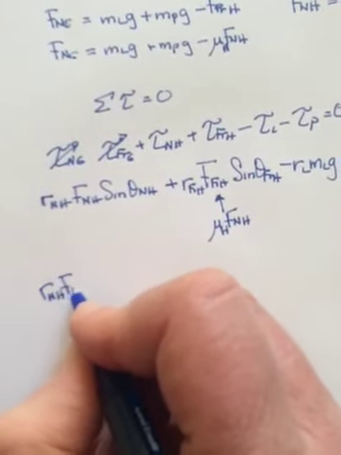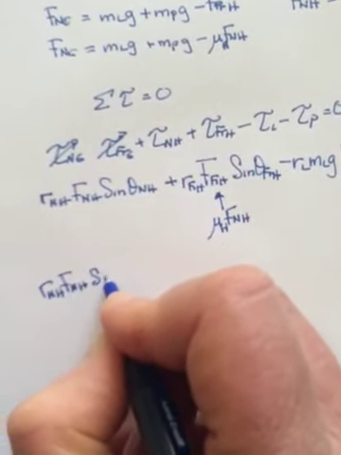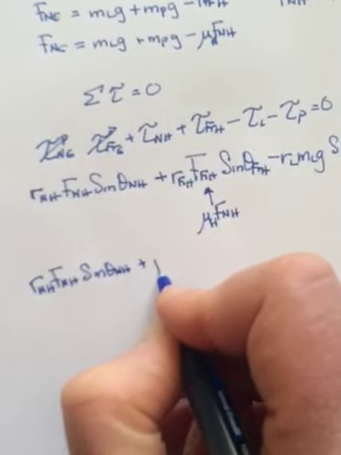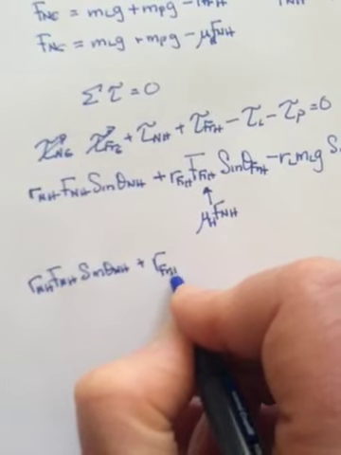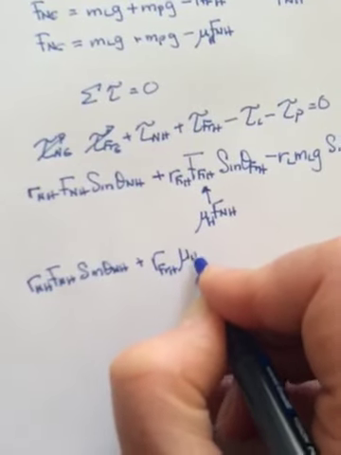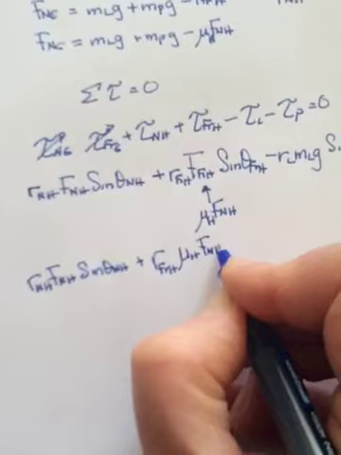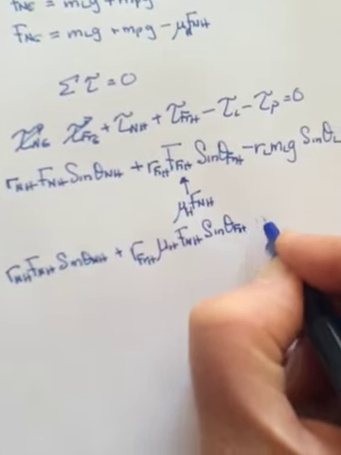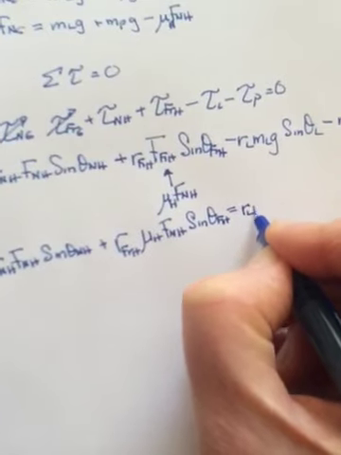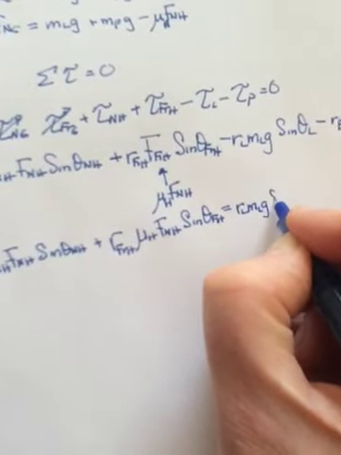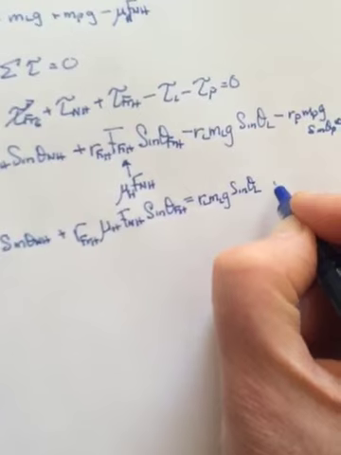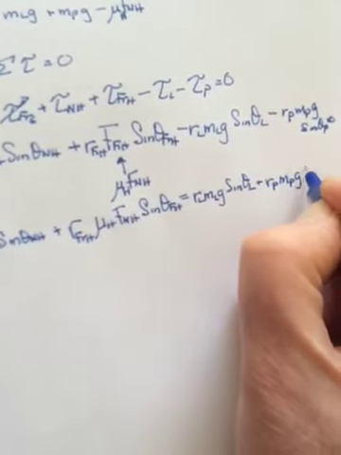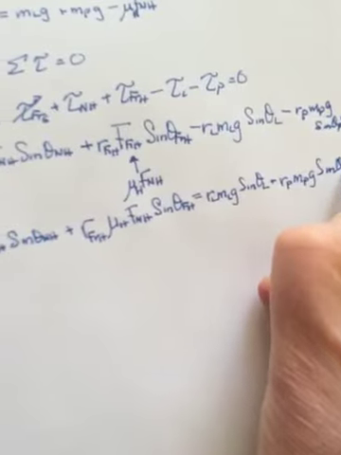So R normal of the house, F normal of the house, sine theta normal of the house, plus R friction house, and then mu house, F normal house, sine theta friction house, and on the other side, R of the ladder, M of the ladder, G, sine theta of the ladder, plus R of the person, M of the person, G, sine theta of the person.